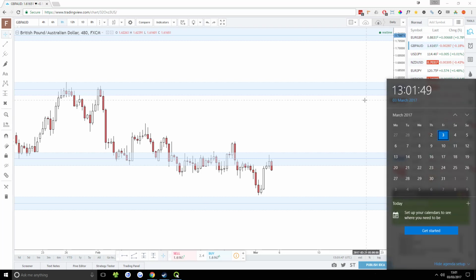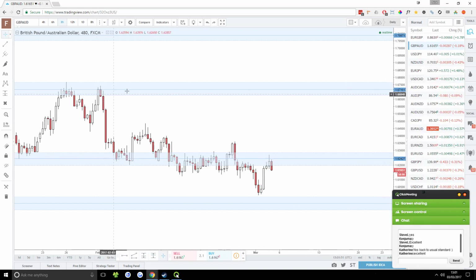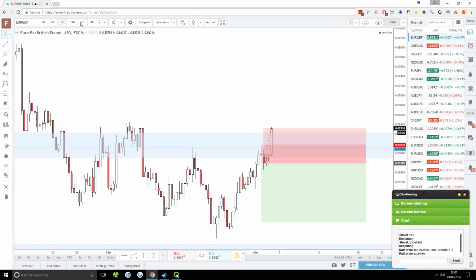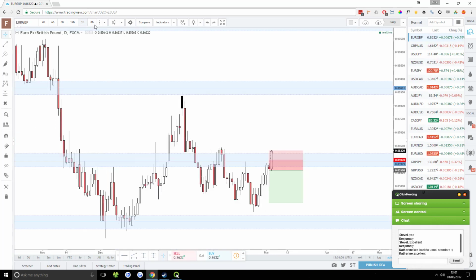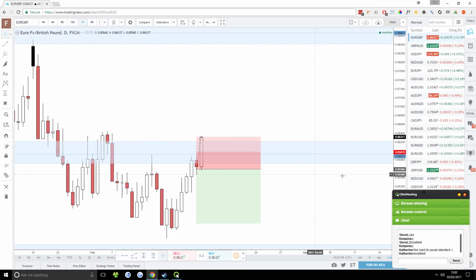Today is Friday the 3rd of March 2017. Time is 13:01 here in the UK. You're looking at a Euro GBP daily chart. Now you are, but I've switched to it.